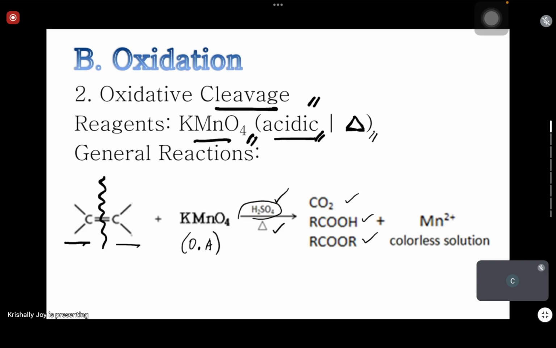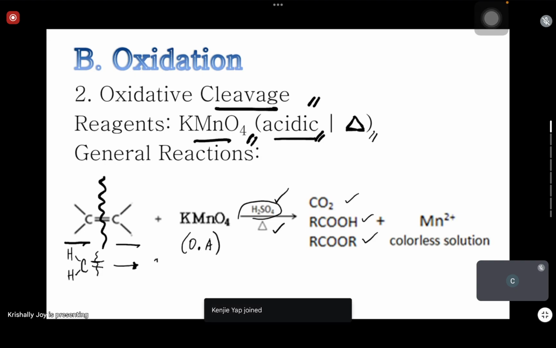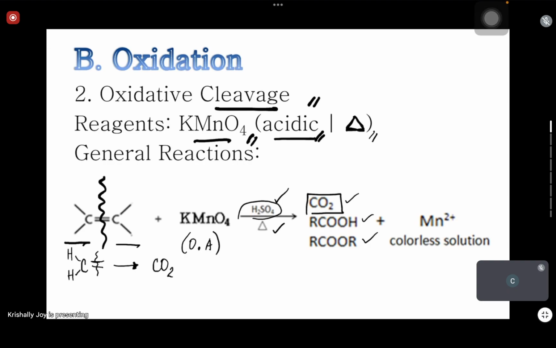Let's say ang cleaved portion is puro hydrogen yung naka-attach sa kanya. Okay, ito yung cleaved portion. Then, that cleaved portion will become carbon dioxide in the product. So, you have to assess ano yung nature ng cleaved portion sa alkene, para malaman mo kung carbon dioxide ba yan, carboxylic acid ba, or a ketone. This is a ketone ha. It's not an ester. Paki-erase na lang yung isang oxygen. Okay? Sige.